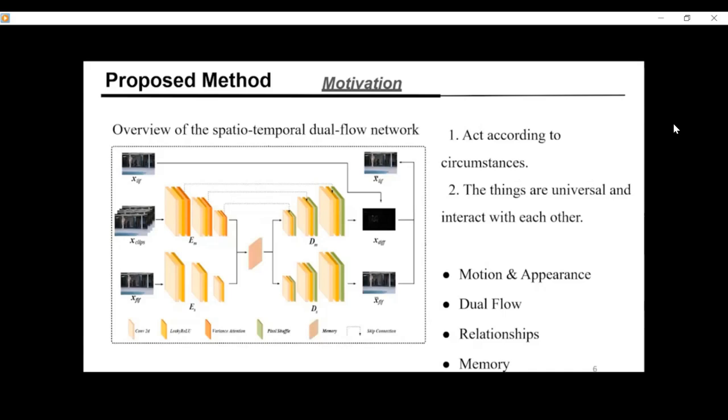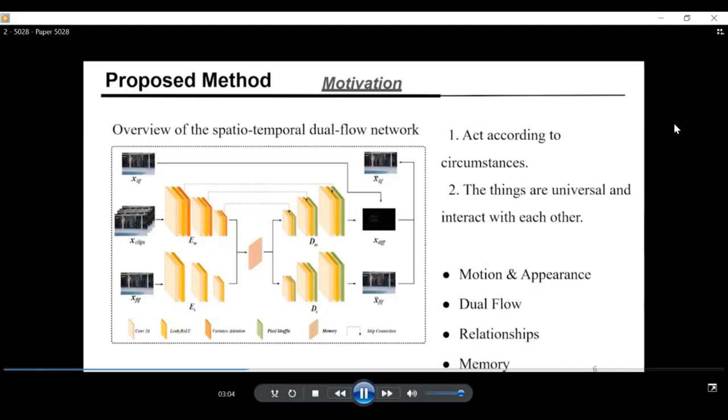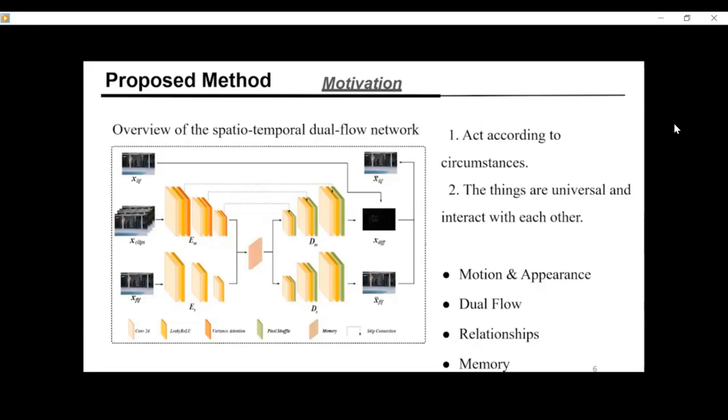There is another saying in philosophy that things are universal and interact with each other. Thus, the hidden relationship between appearance and motion also ought to be another useful clue for detecting anomalies. To the best of our knowledge, this is the first work to detect anomalies with a spatial-temporal united memory. The figure shows the overview of our spatial-temporal dual-flow network for the video anomaly detection task.